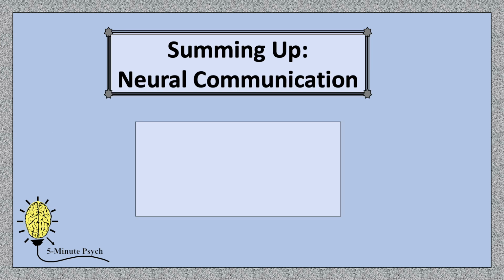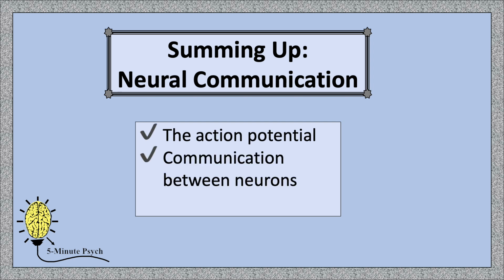We just looked at how and why a signal is sent within a neuron with the action potential, and how this causes neurotransmitters to be released that allows this signal to travel between neurons.